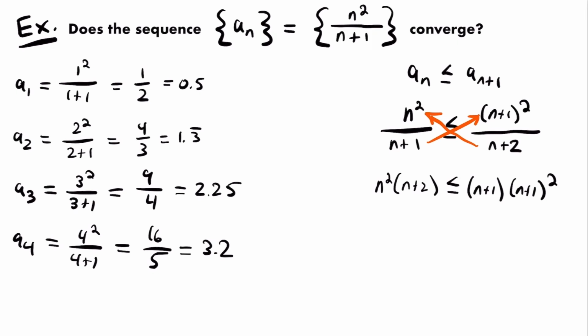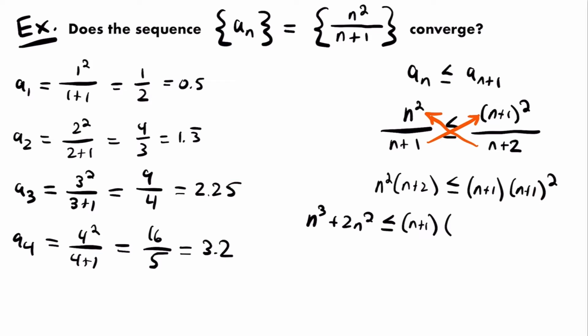And then let's start by distributing n squared through this quantity. So we'll have n squared times n, that's n cubed, and then n squared times 2 is 2n squared. So we have plus 2n squared, and that will be less than or equal to n plus 1 times n plus 1 squared. Now, before we can multiply n plus 1 by this quantity, we need to square this quantity first.